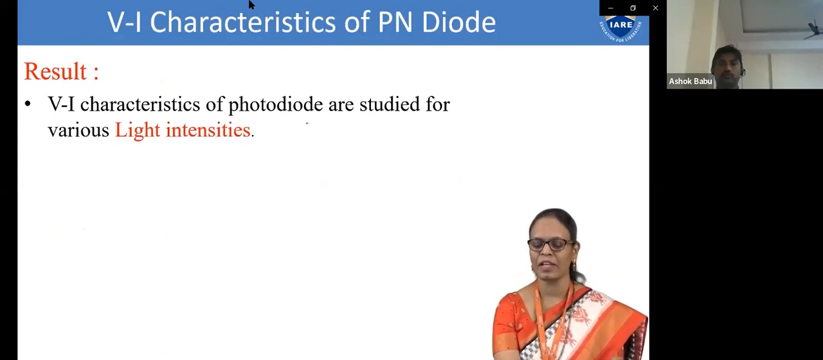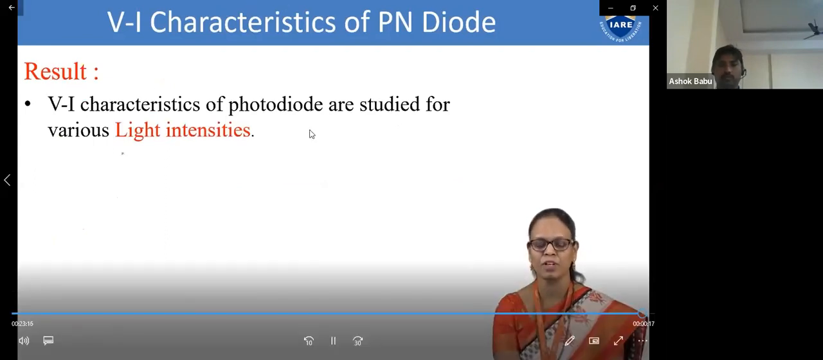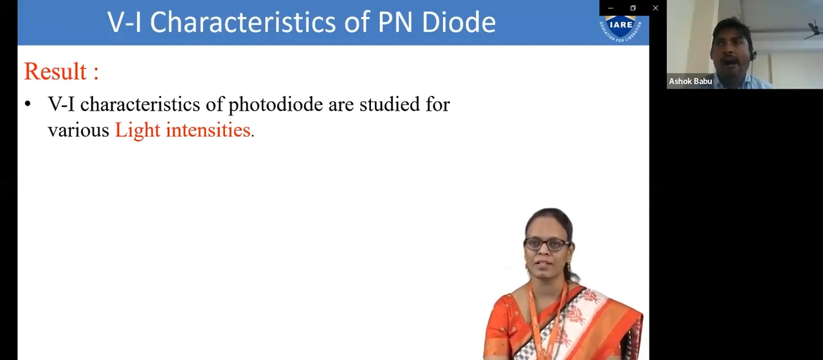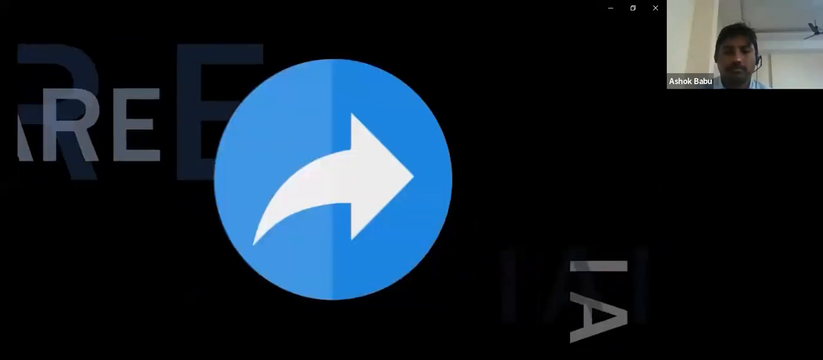Now what we are observing as a result, the VI characteristics are studied for different light intensities, and what we are observing here is as the intensity of light increases, the reverse current also increases due to the reverse voltage that is applied. Thank you.